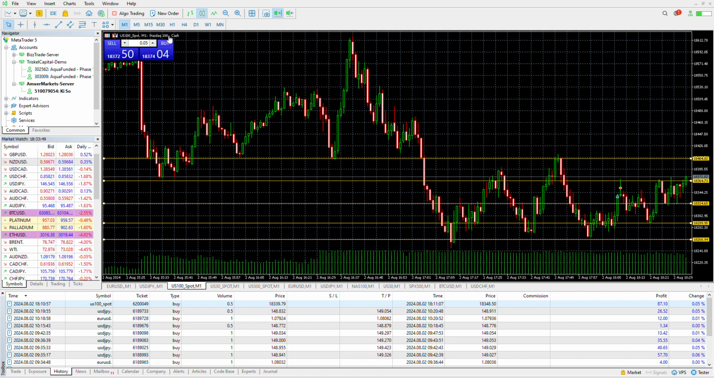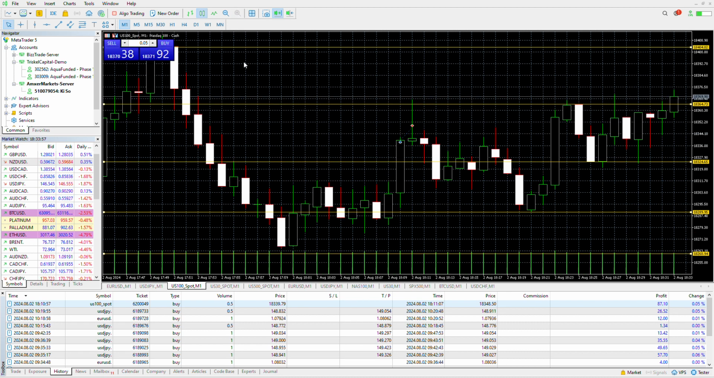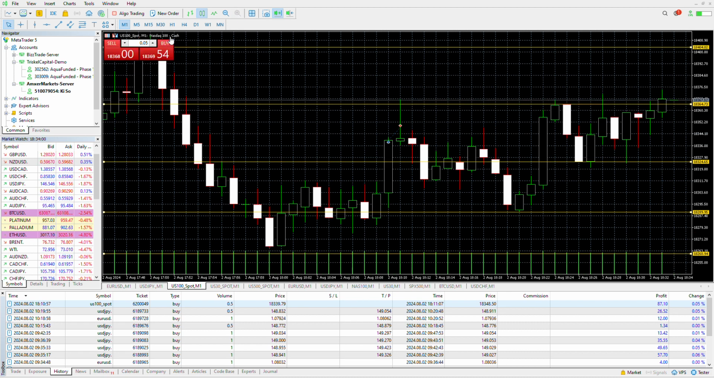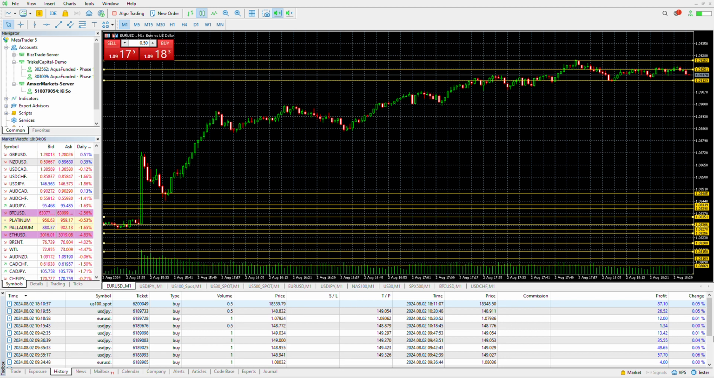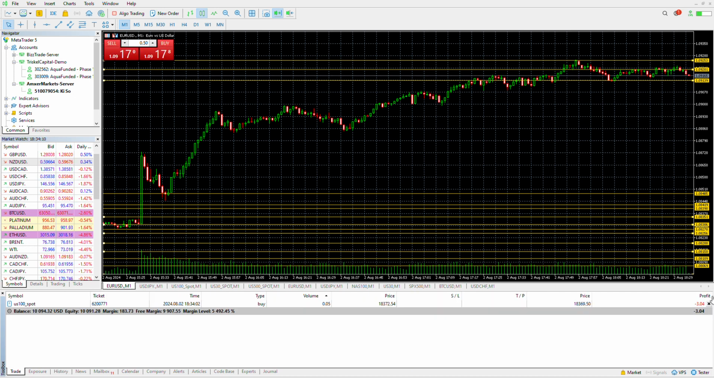Oh yeah, that would have been a really good trade right there. This is what I call a candle in the wind trade. Right here, it's about to go. It's about to go right there.